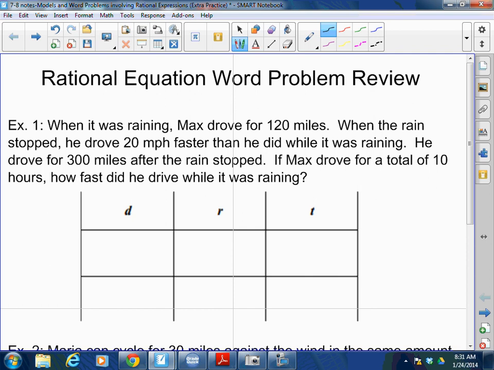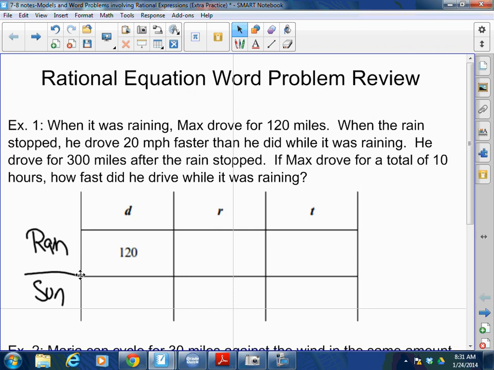So let's think about this. I'm not a genius. I just put things into the table that I created. First of all, I'm going to label a rain data and then non-rain, which would be a sun data. When it was raining, he drove for 120 miles, so my distance is 120.